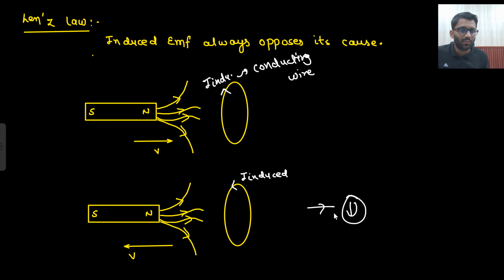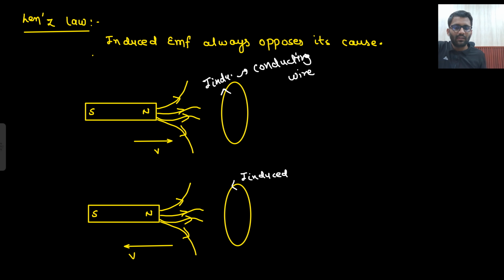So now what do I need to do? I need to introduce a current, or a current should be induced in a manner that in this direction magnetic field increases. So if I need to increase the magnetic field in this direction, then what should be the direction of current? This should be the direction of current. If this is the direction of current, then magnetic field will be flowing in this direction only. So it will increase the magnetic field.